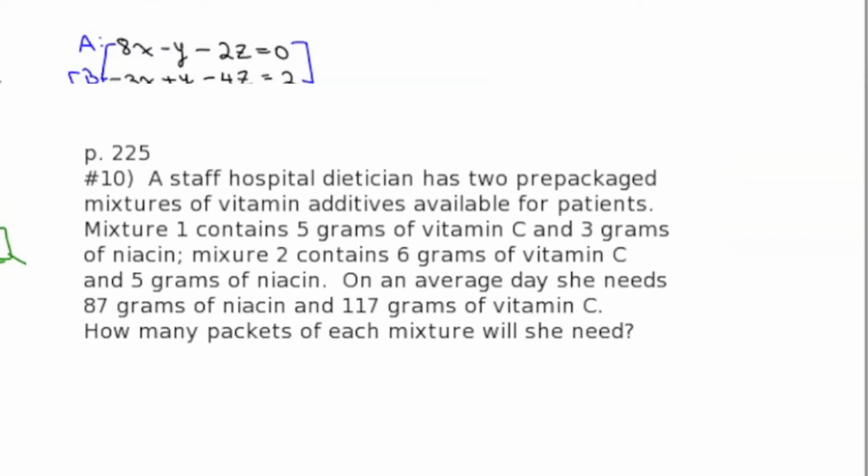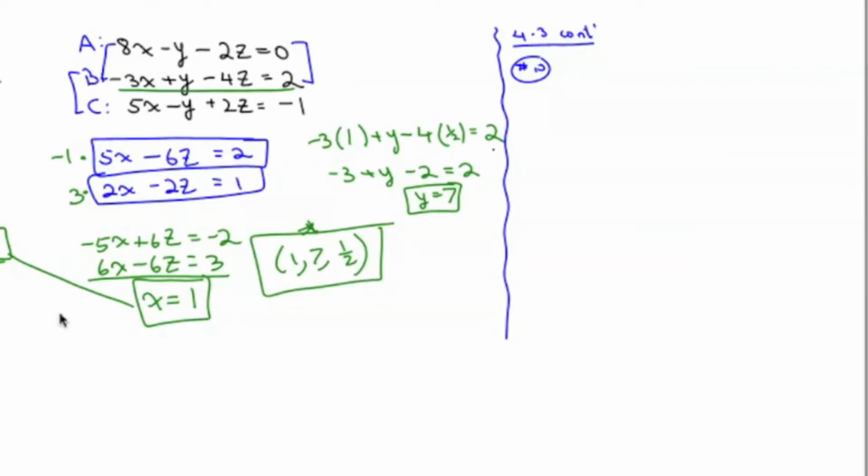So when we start this problem, this is 4-3 continued, page 225, number 10. We need to organize the information. There's too much going on. So what are the things that we have?